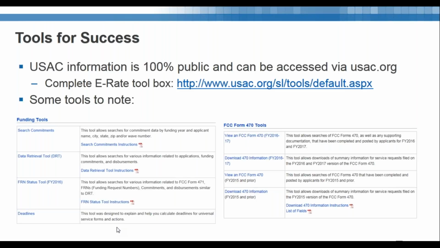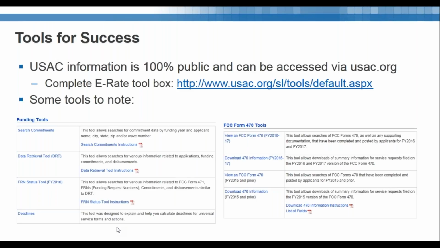If we look over on the right side of the window, the FCC Form 470 tool, this is really where you want to go to help mine leads from E-rate. This is where all of the data will go when a school or a school district or a library, whoever, submits a Form 470 for the funding year.